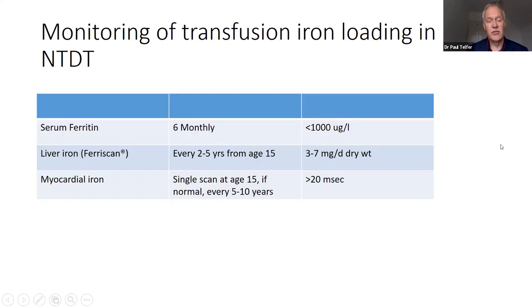Myocardial iron, not so frequent, but each patient should at least have a single scan at a particular time point, perhaps at the age of 15 as a starter, and then perhaps every 5 to 10 years. I don't think there's any particular consensus about that, but I think there's a principle that can be used to make a decision for your own service and your own clinic.